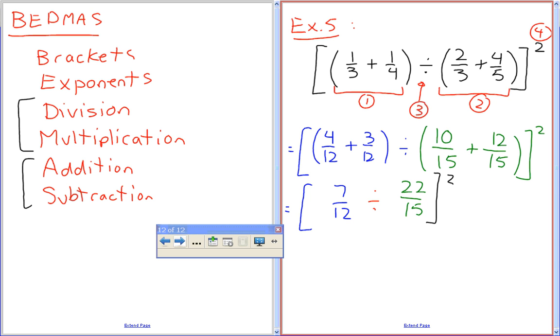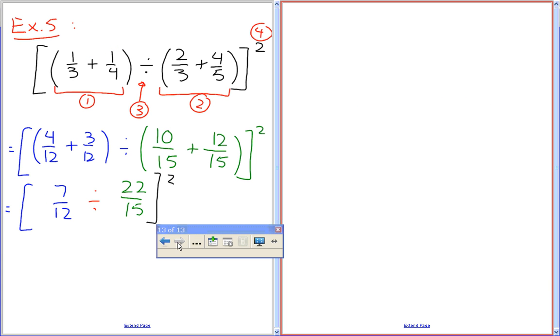Julia, what do I do next? Find the common denominator. Not quite. You only do that when you add and subtract, right? Aiden, Rebecca, what do you do now? Wonderful. So you're going to divide next. So it's going to be 7 over 12 times 15 over 22. Oh my goodness. Squared.